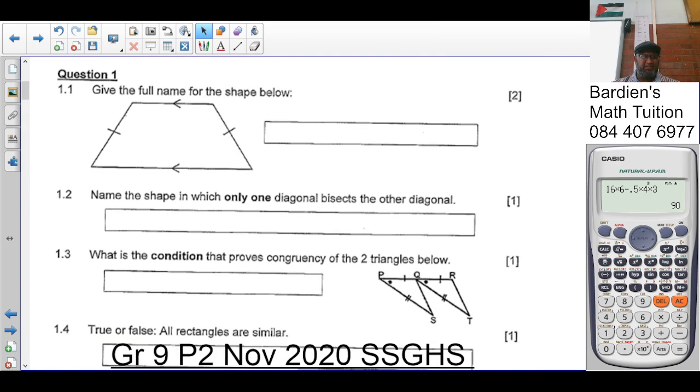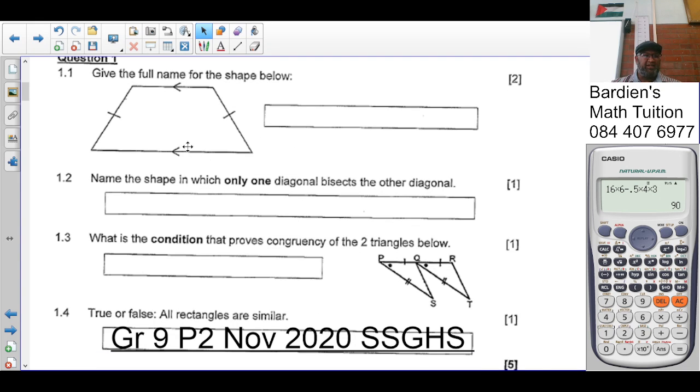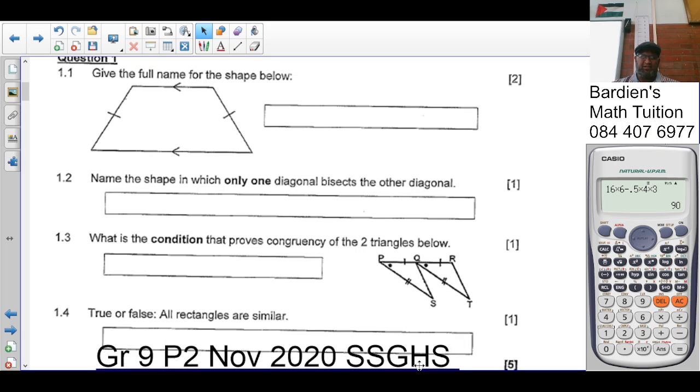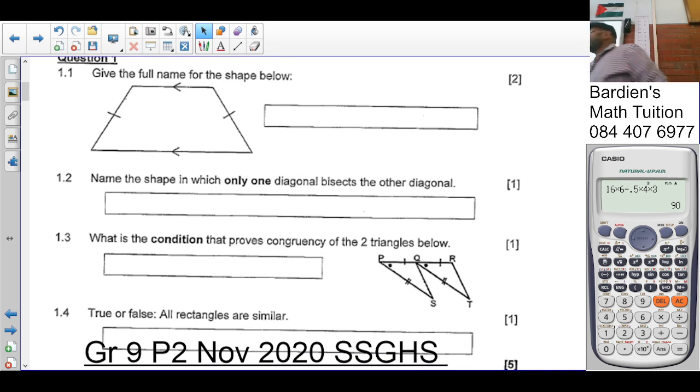So the first question says, give the full name of the shape below. What type of shape is this? It's a trapezium. More than that is actually an isosceles trapezium.